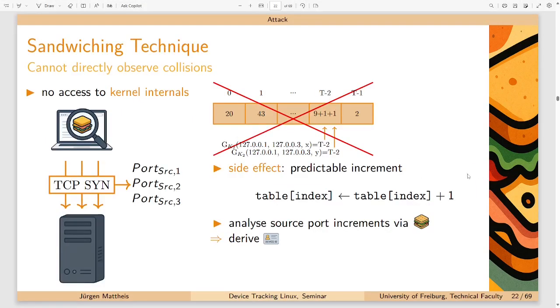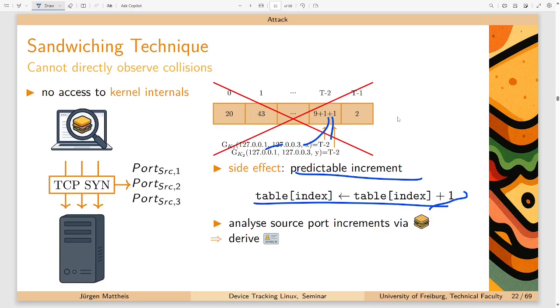And now we come to the so-called sandwiching technique. The problem is we cannot directly observe collisions of loopback 3-tuples. We can't observe that these two collide with each other because we don't have kernel level access to the kernel internals. But what we can do is exploit side effects of these hash collisions, namely the predictable increments. If you remember this line from the double hash port selection algorithm, there was a really predictable increment by one of the table cell.